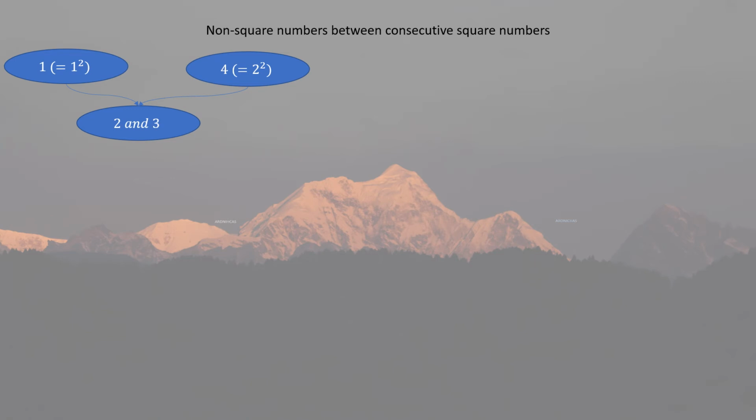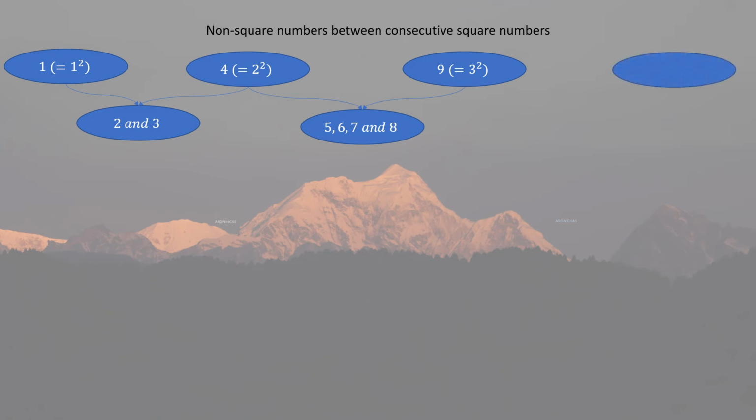There are numbers 1, 2, 3 and 4, meaning 2 and 3 are the numbers between 1 and 4. So there are two numbers between 1 and 4. Let us take the consecutive square numbers 4 and 9. Between 4 and 9 there are 5, 6, 7 and 8, meaning there are four numbers between the consecutive square numbers 4 and 9.